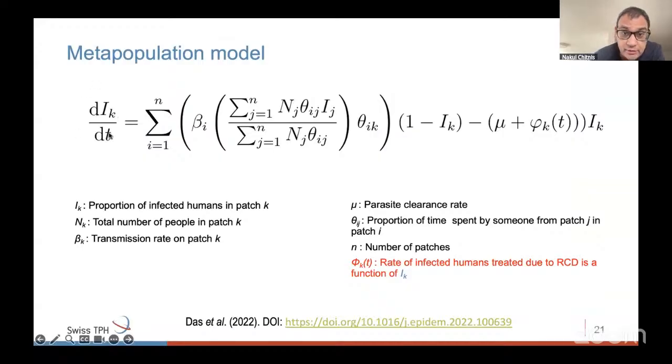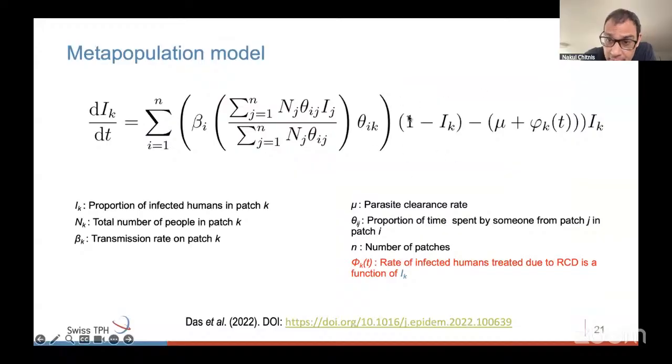And the transmission on any island is driven by the number of infected people on any island. Here it reduces when people are either treated through 5K, treated through a reactive case detection program, or where they clear the parasite either through passive case detection or just the parasite dying out on its own. These are the new infection terms.